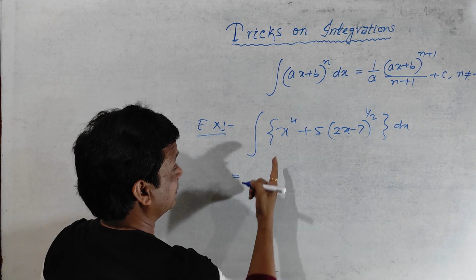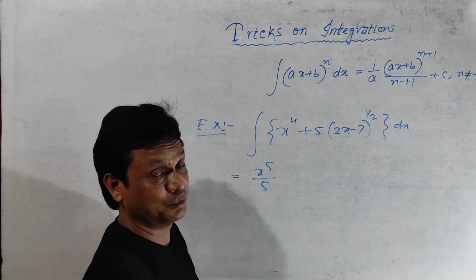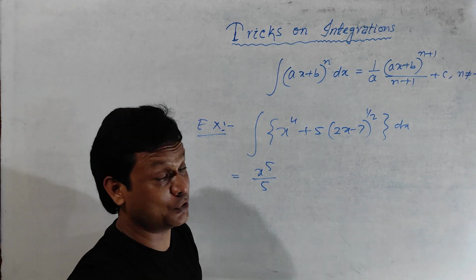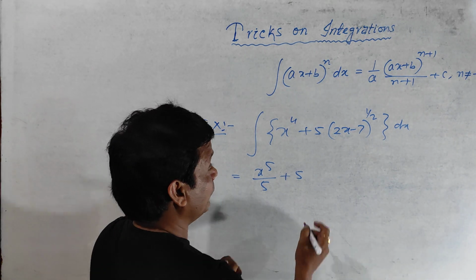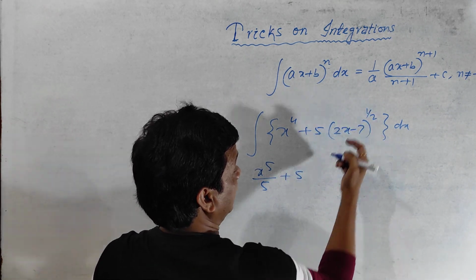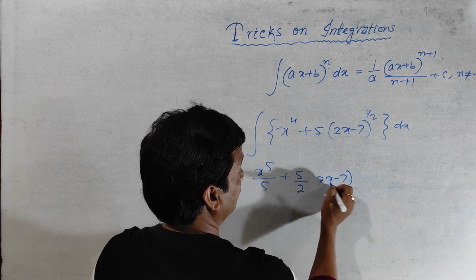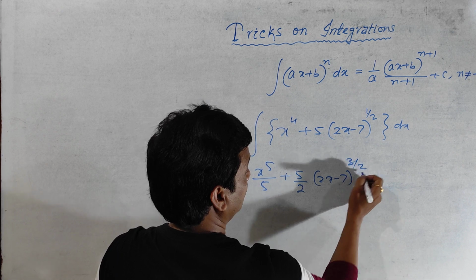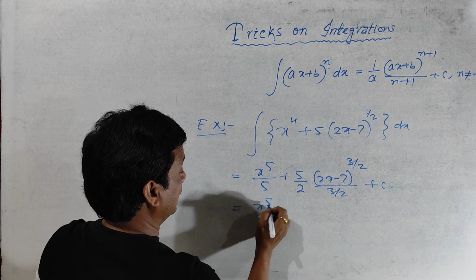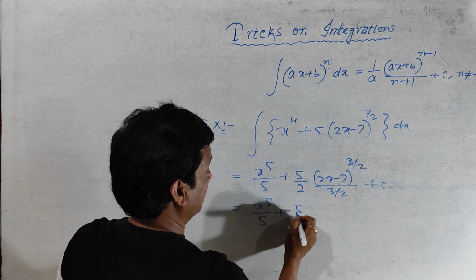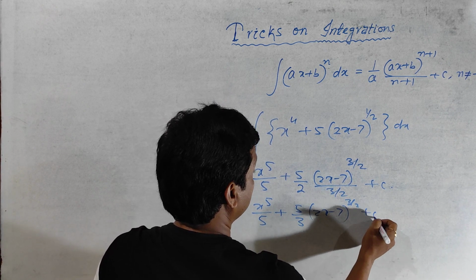So how to do this one? x to the power 4 dx will be x to the power 5 by 5, because the formula is x to the power n into dx is x to the power n plus 1 divided by n plus 1. The 5 is outside the bracket. Now apply the formula for (ax plus b) to the power n. Here the coefficient of x is 2, so 1 by 2 into (2x minus 7) to the power half plus 1, which is 3 by 2, divided by 3 by 2, plus c. So the 2s cancel out. What remains is x to the power 5 by 5 plus 5 by 3 into (2x minus 7) to the power 3 by 2, plus c.